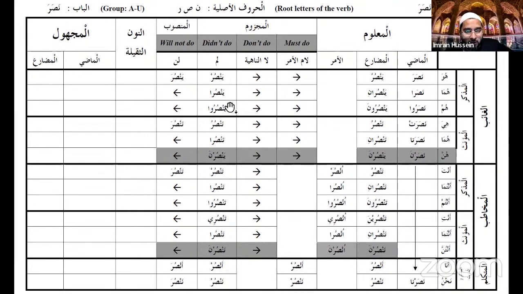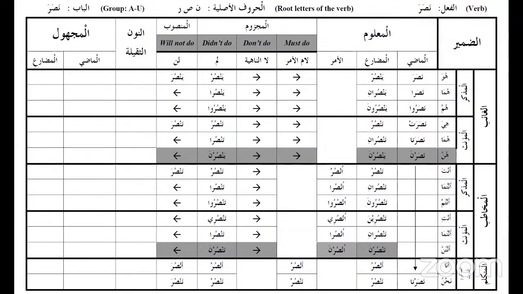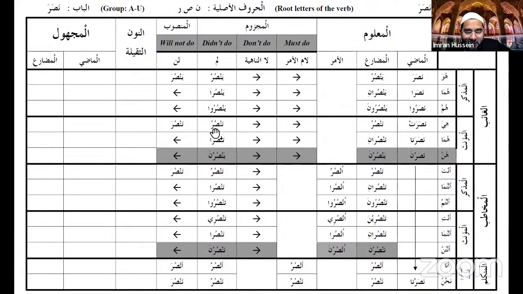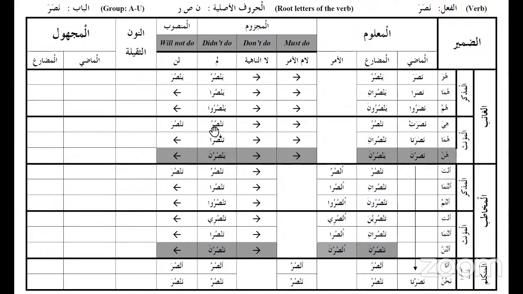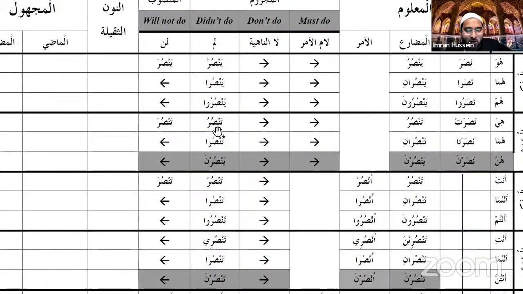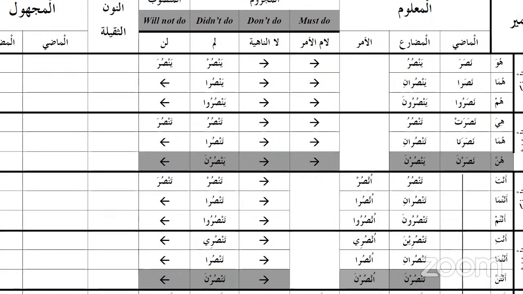Lam yansur, lam yansura, bismillah, please. Lam yansur, lam yansura, lam yansuru, lam tansuru, lam tan. That's a mistake. That should be a sukun. Lam yansur, lam yansuru. This one here is a mistake. It should be lam yansur. There should not be a dhamma. It should be a sukun there. Okay. Lam tansur, lam tansuru, lam yansurna.